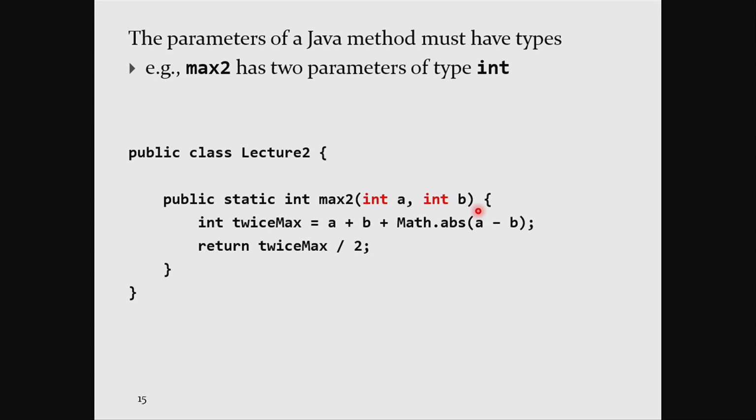So max2 has two parameters of type int. You must have the types, otherwise the compiler will complain. The names of the parameters, a and b, should follow the same naming conventions that you use for any other variable. They should start with a lowercase letter, and they should be in lower camel case if it has a multi-word name.